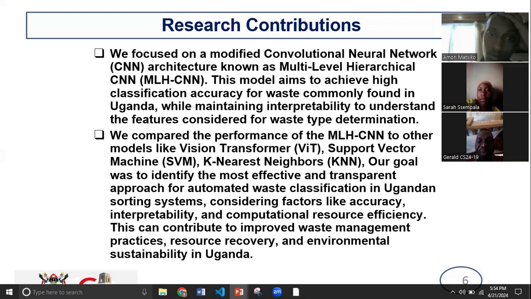We compared the performance of the multi-level CNN to other models like Vision Transformer, Support Vector Machine, and KNN. Our goal was to identify the most effective and transparent approach for automated waste classification in Ugandan sorting systems, considering factors like accuracy, interpretability, and computational resource efficiency. This can contribute to improved waste management practices, resource recovery, and environmental sustainability in Uganda.